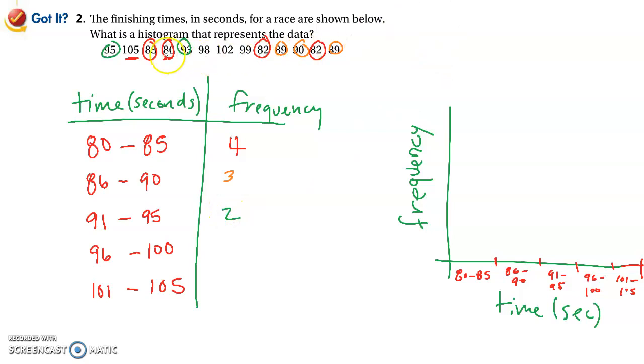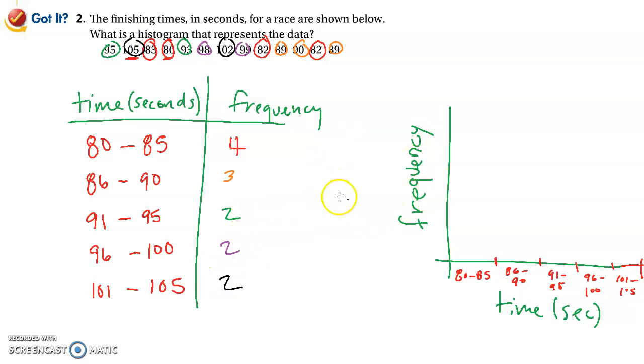Groups between 96 and 100: 1, 2. And then groups between 101 and 105, it looks like there's 2.